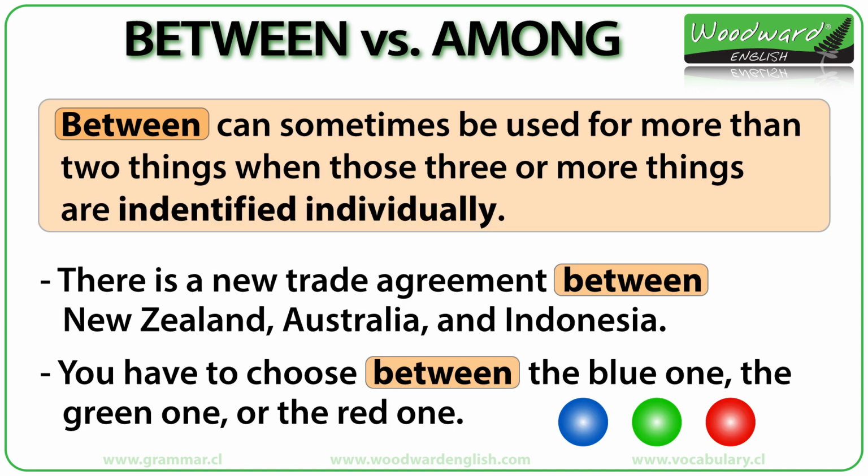Between can sometimes be used for more than 2 things when those 3 or more things are identified individually. There is a new trade agreement between New Zealand, Australia, and Indonesia. You have to choose between the blue one, the green one, or the red one.